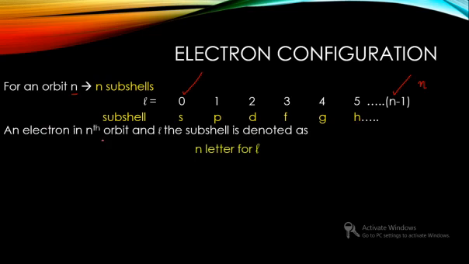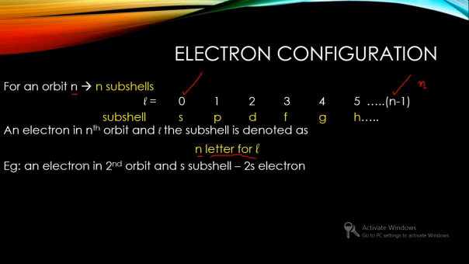So an electron in any orbit n and with a subshell value L will be written as n followed by the letter representing the L value. For example, if you are considering an electron in the second orbit and in the S subshell, it will be represented as: n is 2, so 2, and the letter representing the L value is S. So 2s electron.